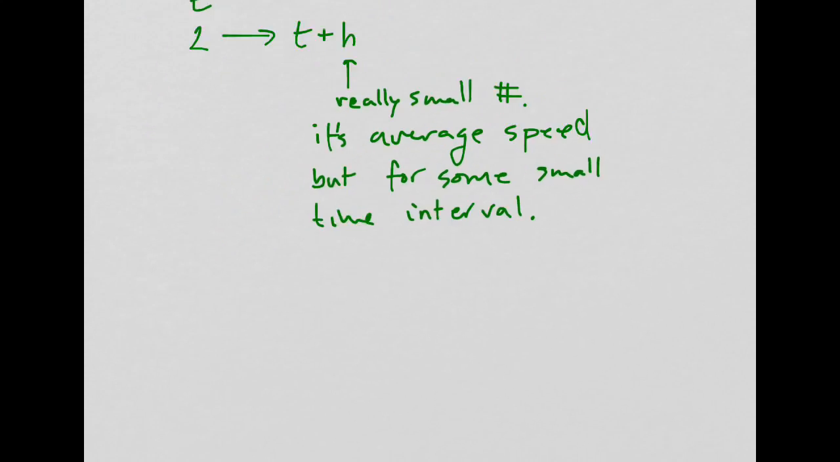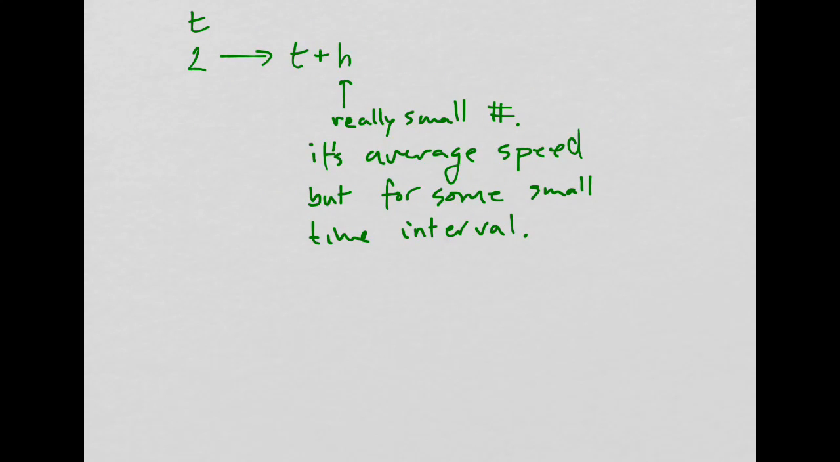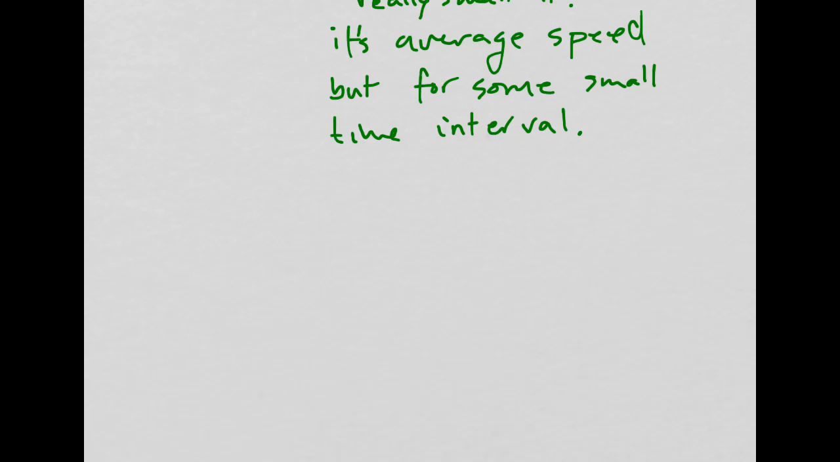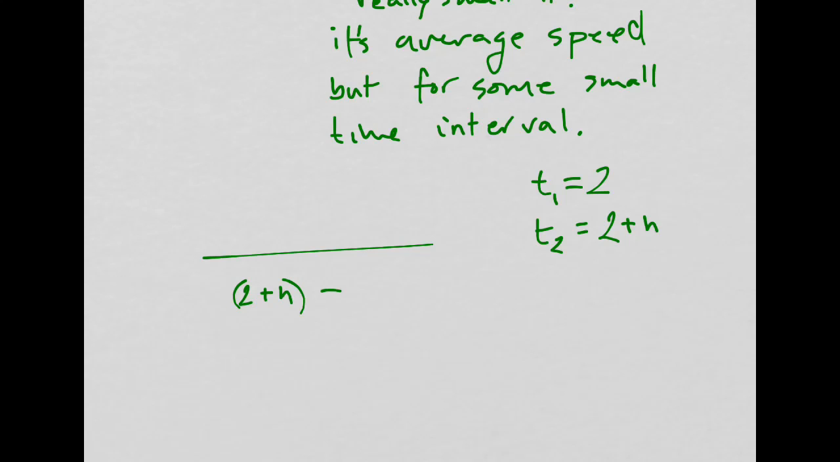So what if we use t plus h? h is something that's going to be really, really small. First I'll take the time interval on the bottom. I know one of my t values is t equals 2, and my second t value is 2 plus h, where h is really, really tiny. So if I take 2 plus h, that's my first t, subtract 2, that's going to be my change in time.